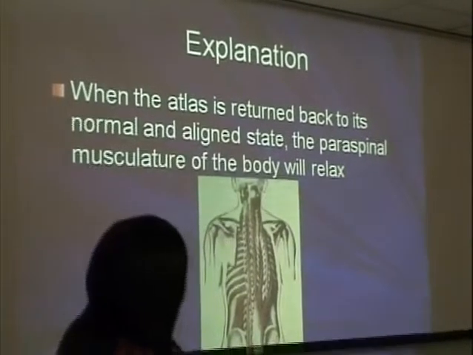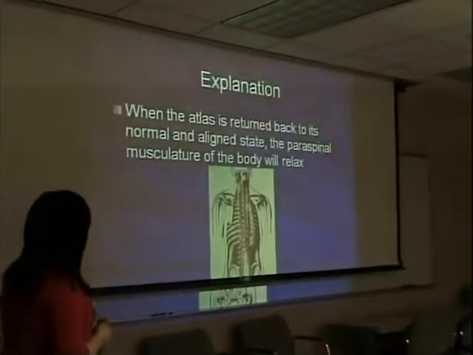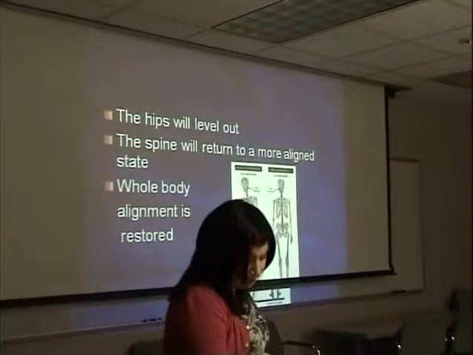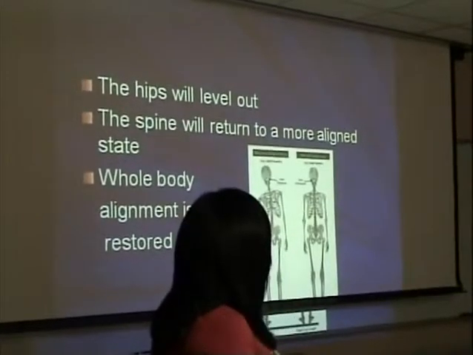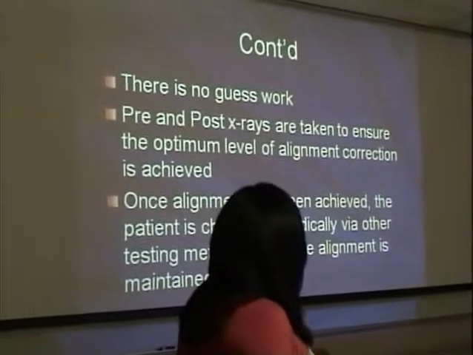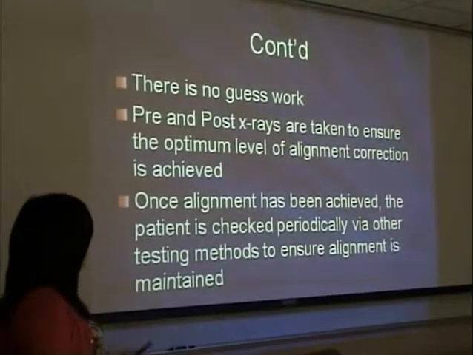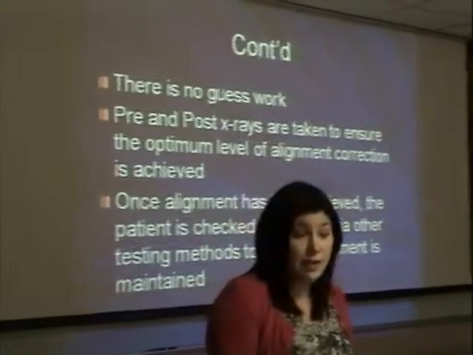So the explanation: when the atlas is returned back to its normal and aligned state, the paraspinal musculature of the body then relaxes and then pulls the body back into alignment. The hips will level out, the spine returns to an aligned state, and the whole body is restored. So again, there's no guesswork. We take pre and post x-rays to ensure an optimal level of alignment. And once the alignment has been achieved, the patient is checked to monitor the alignment and to keep it that way.